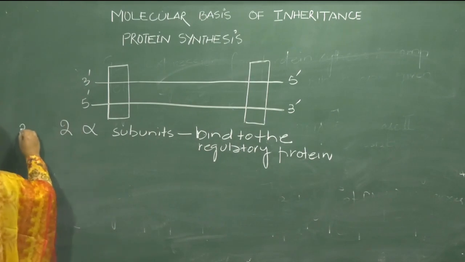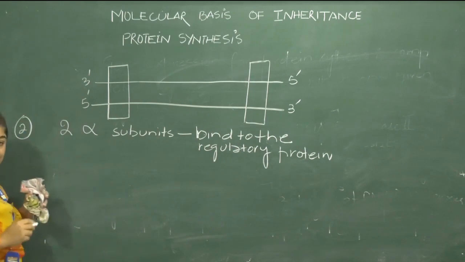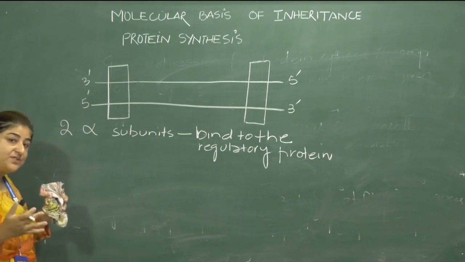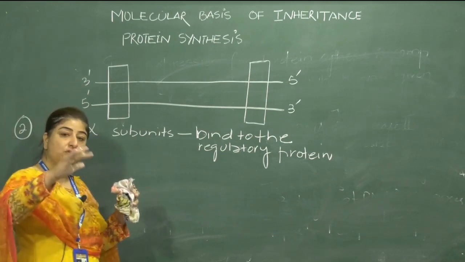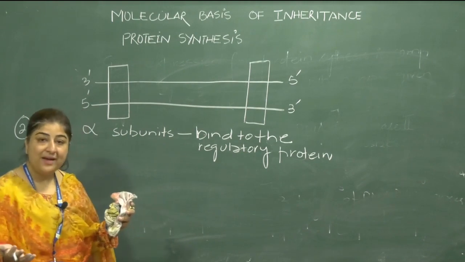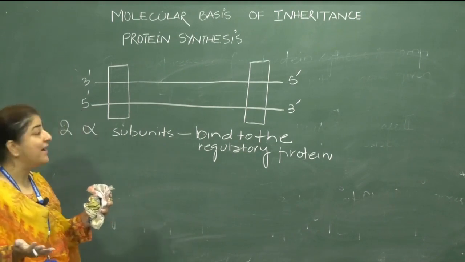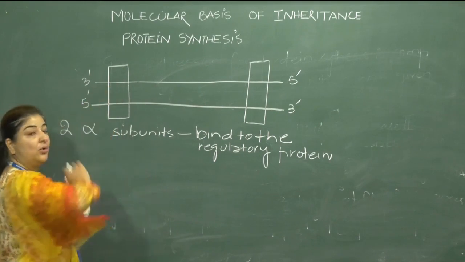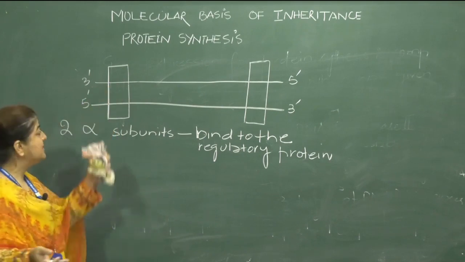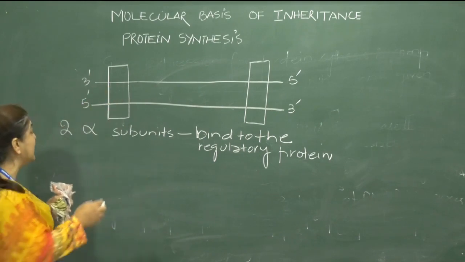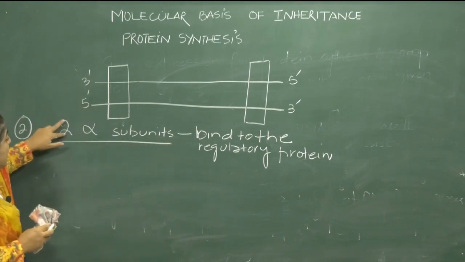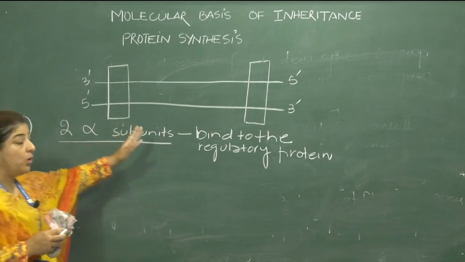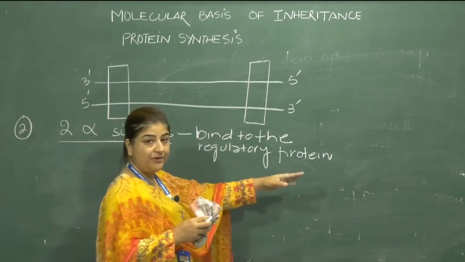So we are talking about the structure of the RNA polymerase. As I said, RNA polymerase is composed of 5 subunits. The first subunit was the sigma factor, whose function is that it locates or recognizes the promoter sequence. Now the second subunits are the 2 alpha subunits. What is their function? They bind to the regulatory proteins.